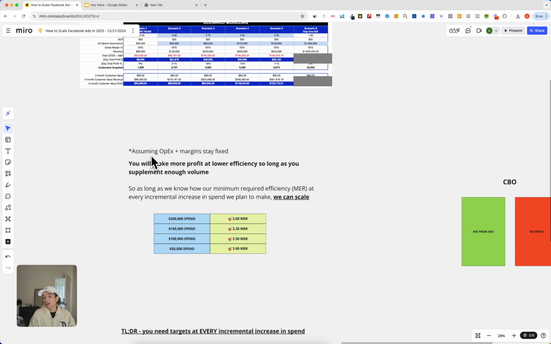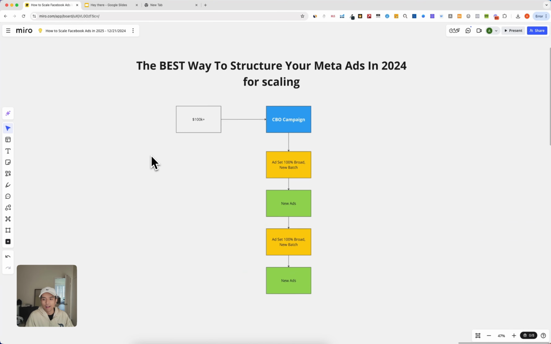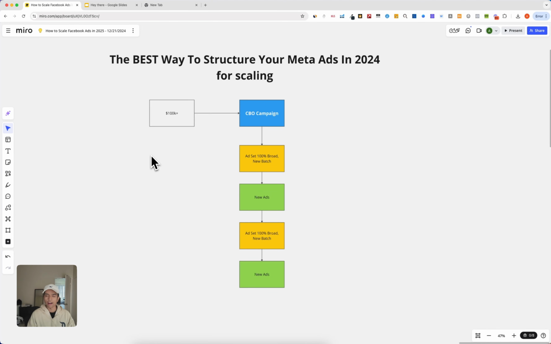If you've been watching the channel, then you know what I'm about to get into is the one campaign CBO setup. And it's not one campaign for everything, it's just one campaign per product. But honestly, if you're below $100,000 in spend, you can go with one campaign. Very, very simple. All you're doing is launching new ad sets, which contain new sets of creatives, and you're launching them as tests against your existing ad sets.